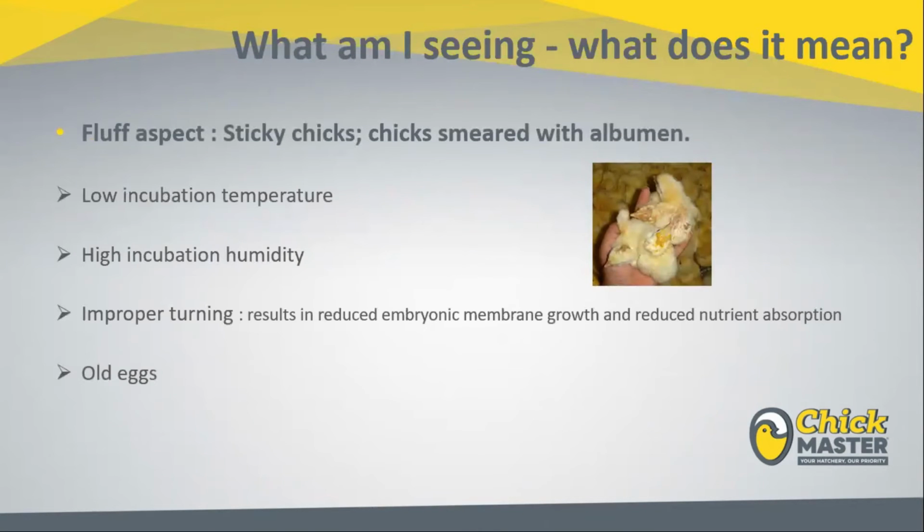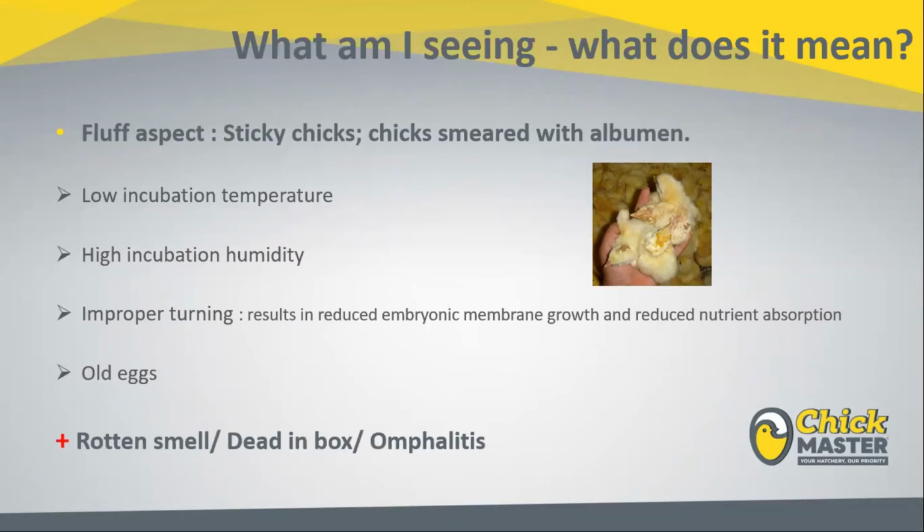If we have sticky chicks with albumin on their fluff, this can be caused by low incubation temperature, leading to non-full absorption of the albumin, or high incubation humidity, or improper turning, or long storage. Also, eggs from old breeders can have this aspect in case of insufficient ventilation. In fact, they have bigger eggs and they will need higher moisture loss.